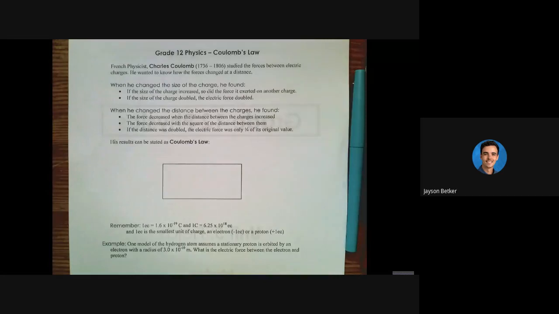So Coulomb's law, what he found was that there was a relationship between how the forces changed, so the forces that both of the charges felt, when the distance between the charges changed. And not only that, but also when the size of the charges changed. So a couple things. When he changed the size of the charge, he found that if the size of the charge increased, so did the force it exerted on another charge. And if the size of the charge doubled, it doubled the electric force that the other charge felt. So there was a linear relationship, a direct relationship between the two of those.